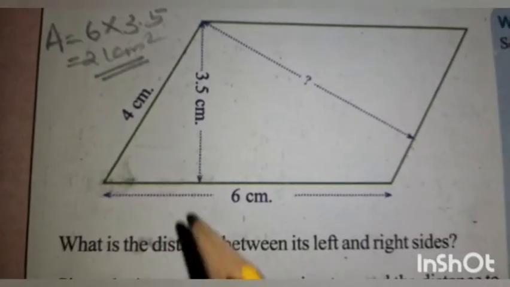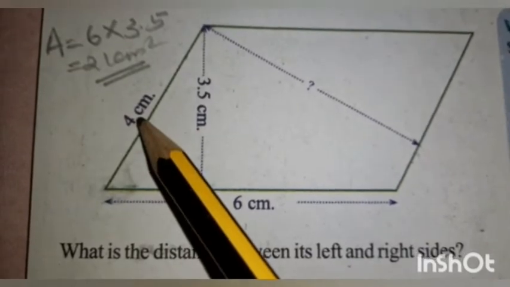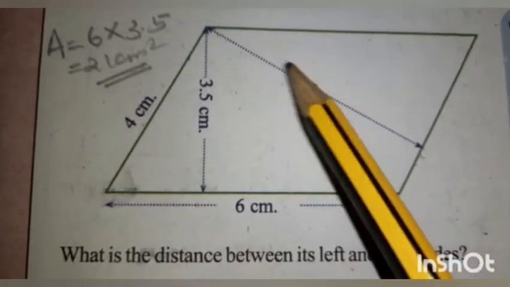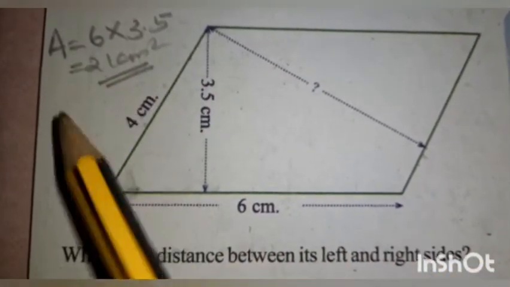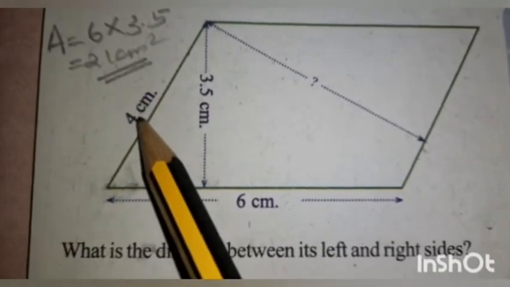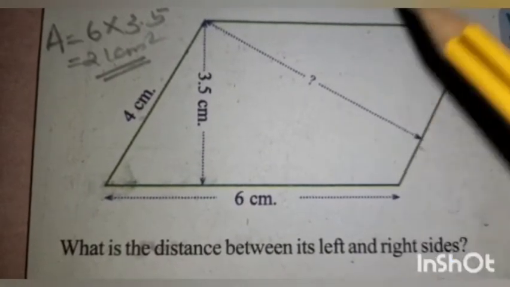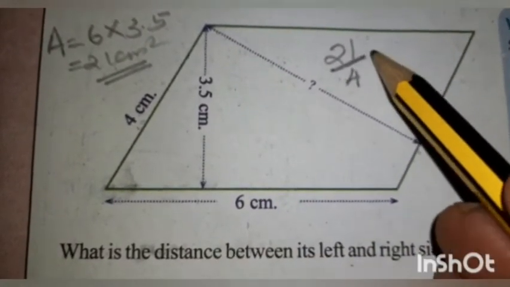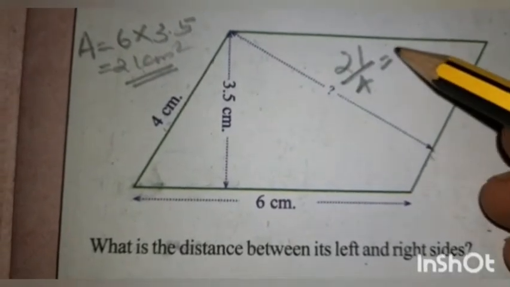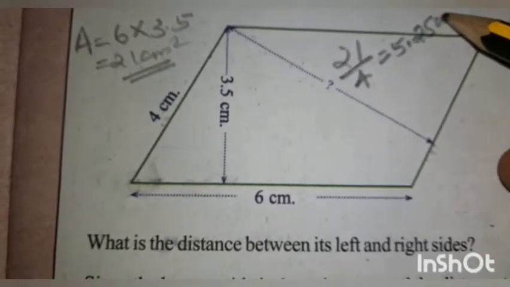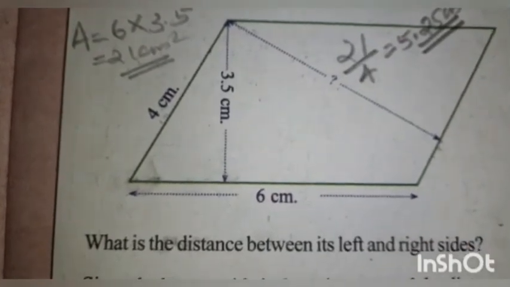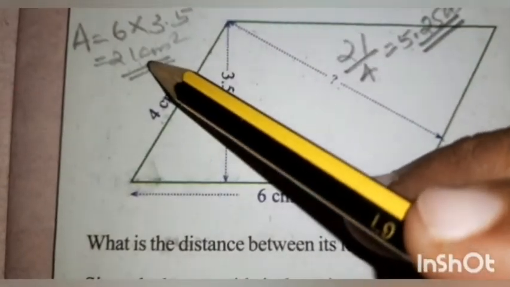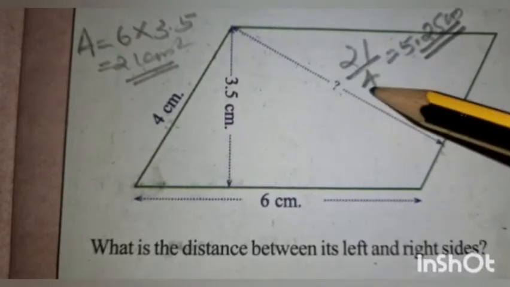Like the previous question, the left side is 4 centimeter and the distance from the left to the right; if we multiply these two, we will get the area. Instead of that, here the area is given and the side is given. So you can easily find out this. How will you find out? Area 21 divided by the side 4. So we are getting the length as 5.25 centimeter. In the previous one, we multiplied this one and the side and got the area. Here the area is given and the side is given, so you can divide it.